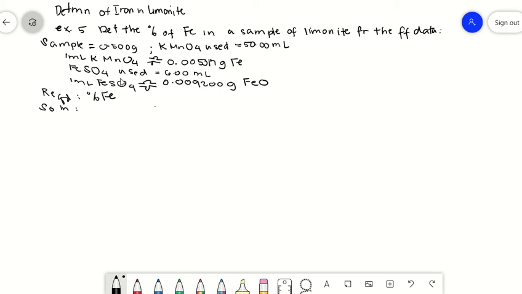Dissolve the iron compounds present in the ore, bringing the iron to the ferrous state, and then titrate the ferrous ion to the ferric state with standard KMnO4. Take note that you have to bring it first to the ferrous state. So we have here iron, which is now being titrated with potassium permanganate.